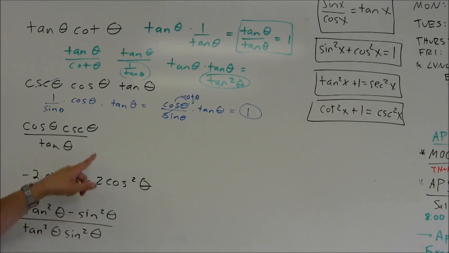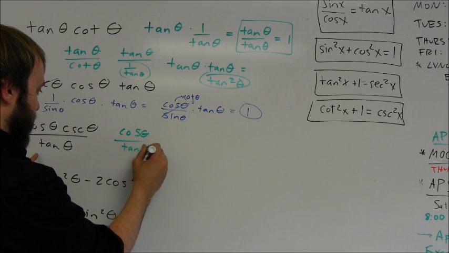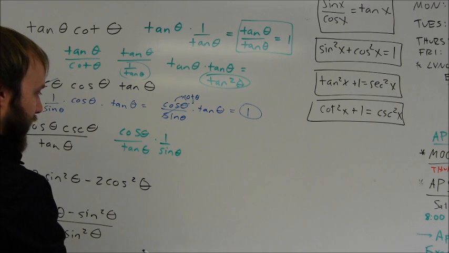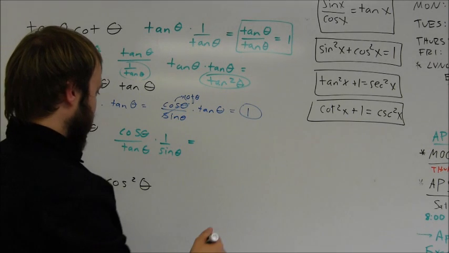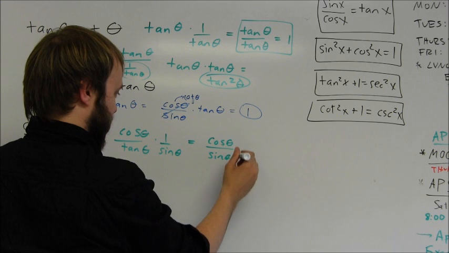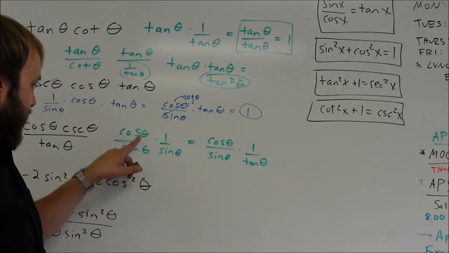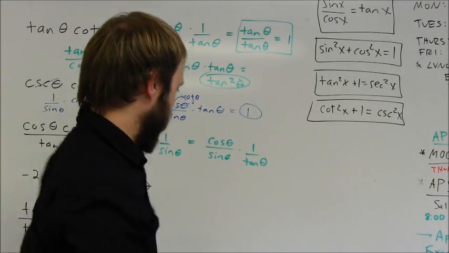Let's see, the thing that jumps out at me here is the cosecant is the same thing as 1 over sine. So I'm going to write this as cosine of theta over tangent of theta times 1 over sine of theta. And again, I can kind of shuffle some things around here. That's going to be the same thing as cosine of theta on top over sine of theta times 1 over tangent of theta. Okay, notice still have just a cosine on top, still have a tangent and a sine. I'm just kind of reordering how things are being arranged.